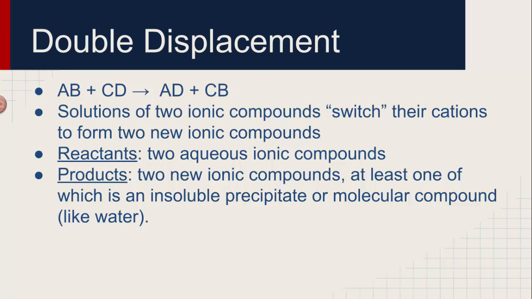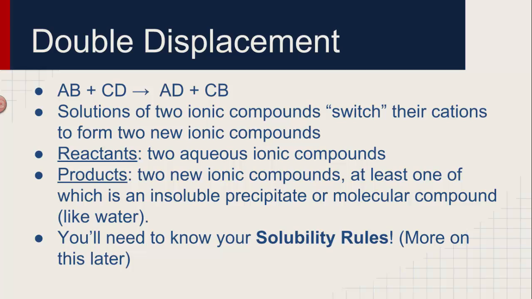Now, there's an important qualification of our reaction products that we have to keep in mind, and that is in this sentence here. At least one of my products has to be an insoluble precipitate, meaning a solid that doesn't dissolve, or a molecular compound like water or some molecular gas. One of my products has to meet those conditions in order for this to be considered a double displacement reaction. And that means you're going to need to know something called the solubility rules.